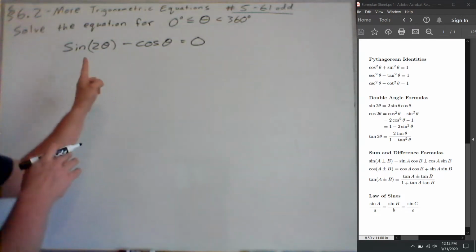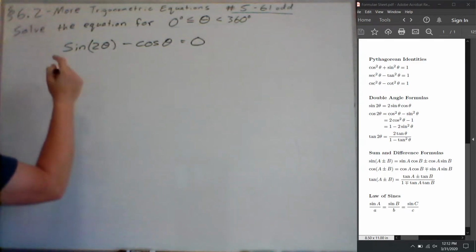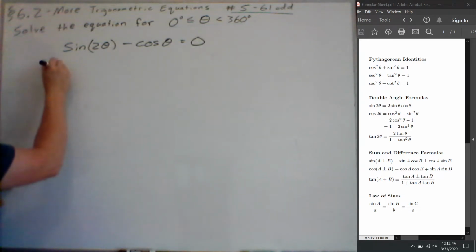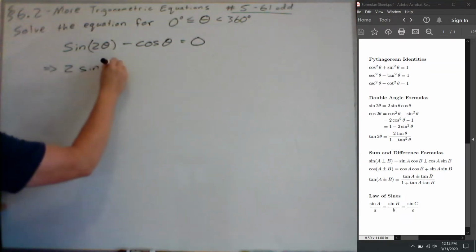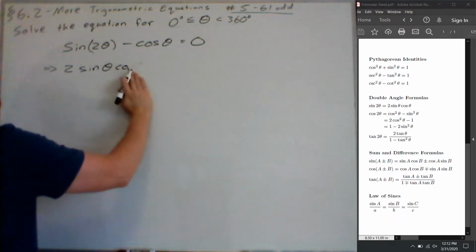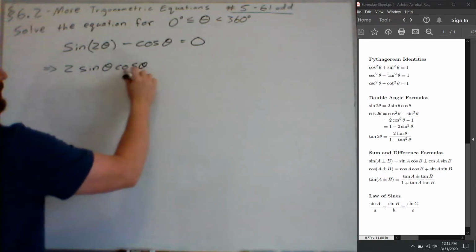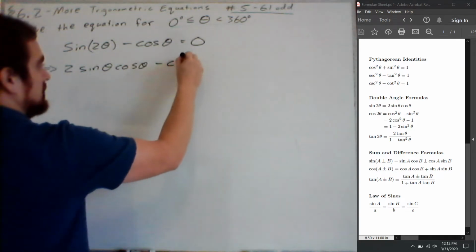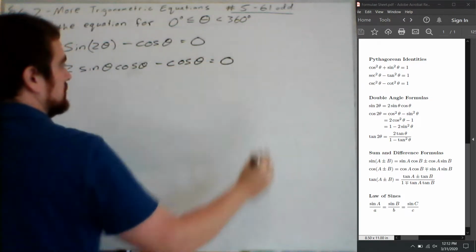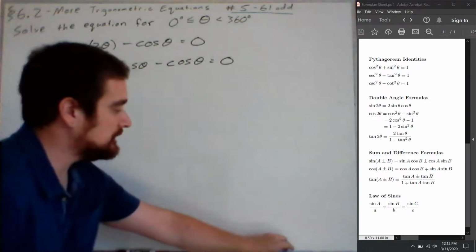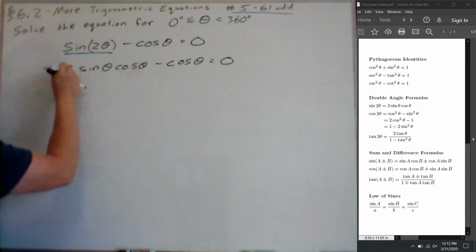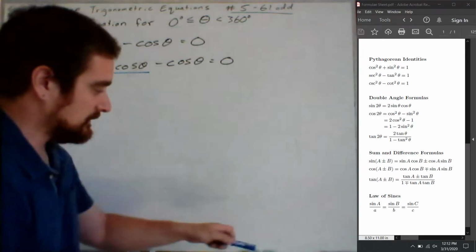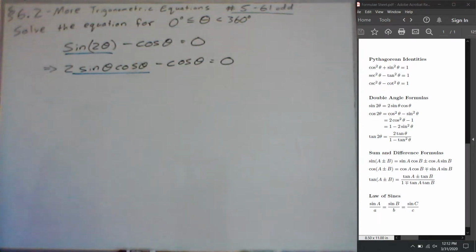So we can rewrite this sine of 2 theta, and I've got the formulas pulled up on the screen. This is a double angle formula for the sine function. So it's going to be 2 sine of theta cosine theta minus this cosine theta is still there equals 0. So I simply rewrite this first piece using my nice double angle formula for sine of 2 theta.